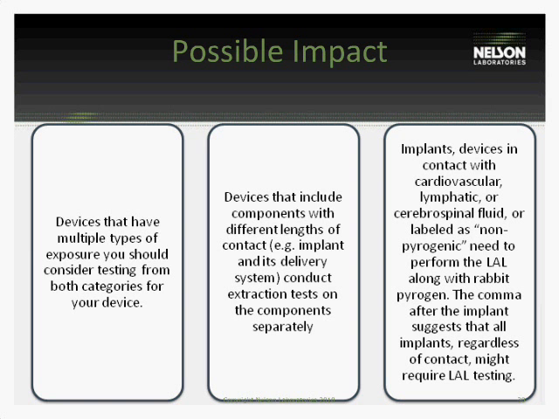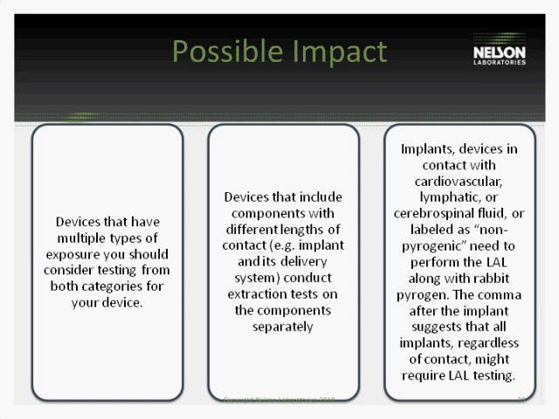The next one is right along the same lines as that, is devices that include components with different lengths of contact. Then here they give you an example: implant and delivery system. Conduct extract tests on components separately. Same concept, but here they actually give us a specific example, a stent in a delivery device. You cannot include its delivery device in with all the stent testing.